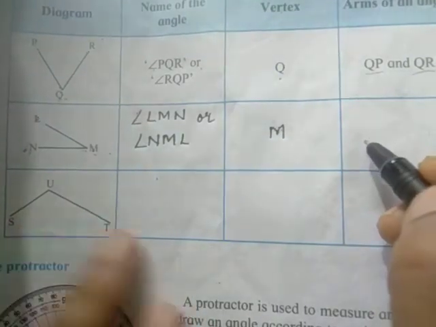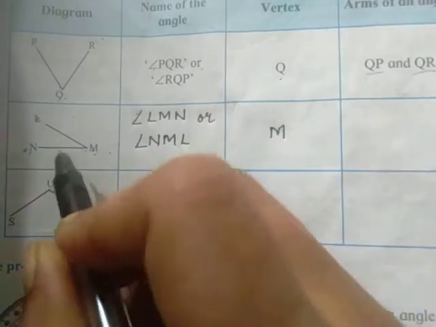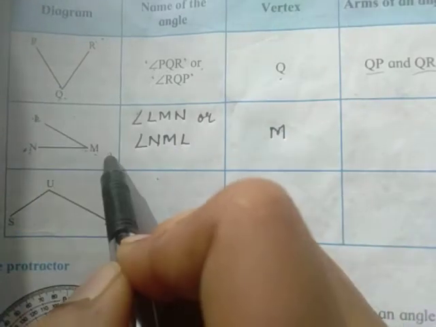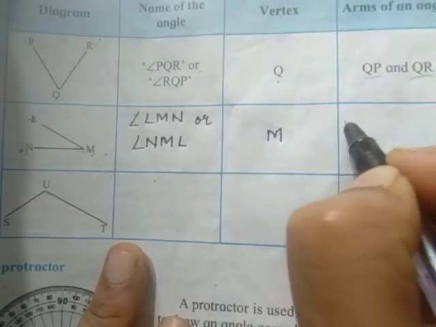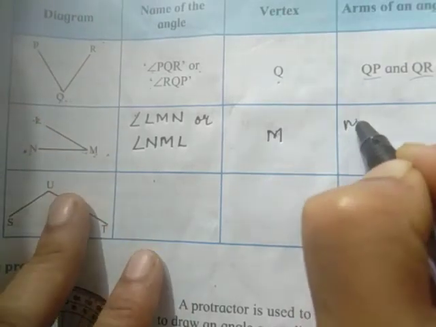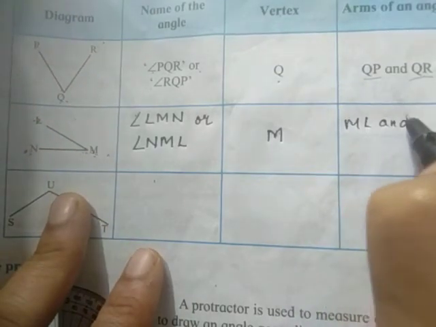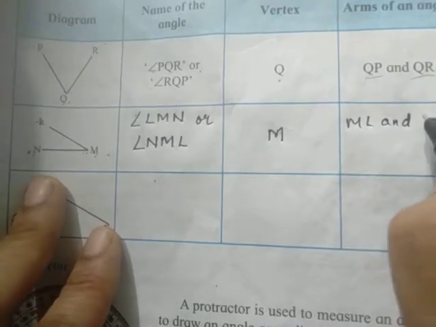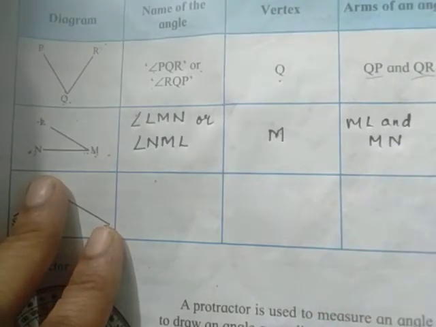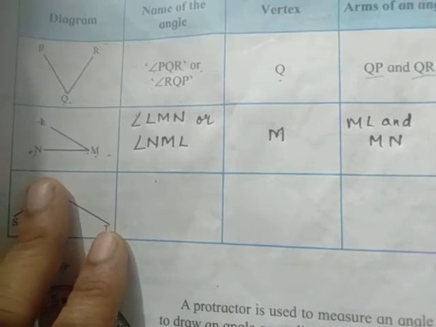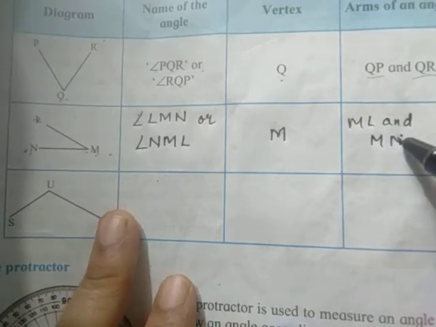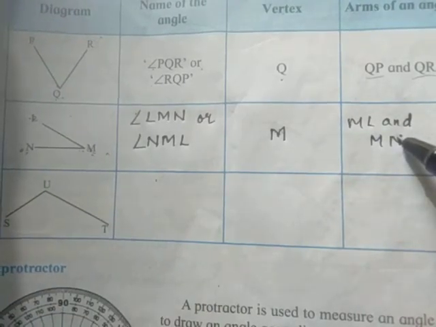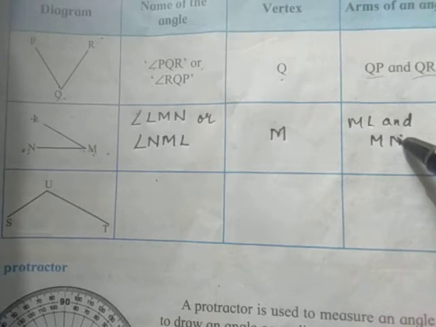Now let us see the arms of the angle. So the arms of the angle are ML and MN. So you have to write here the arms are ML and MN. So this is how you are supposed to write the names of the angle, vertex as well as the arms of the angle. Now let us proceed a little further with the use of the protractor. How can we use the protractor? Now what is a protractor? That also we will learn now.